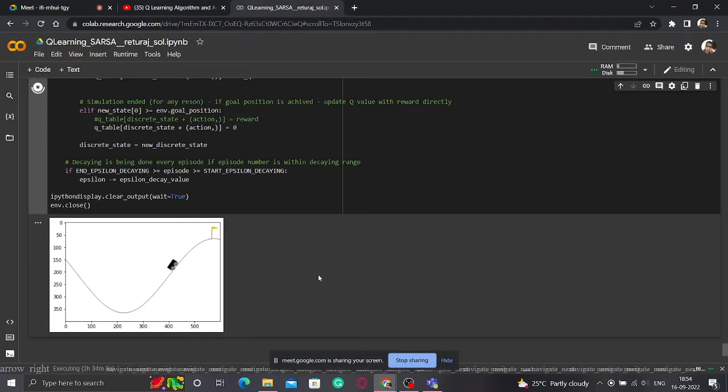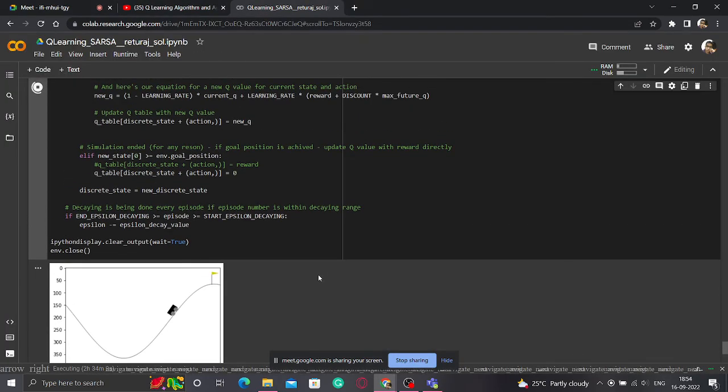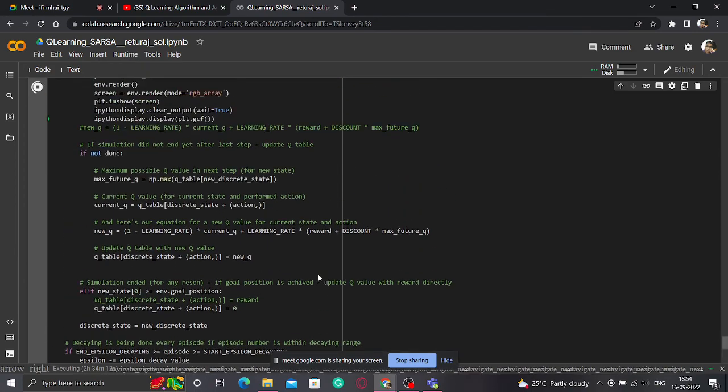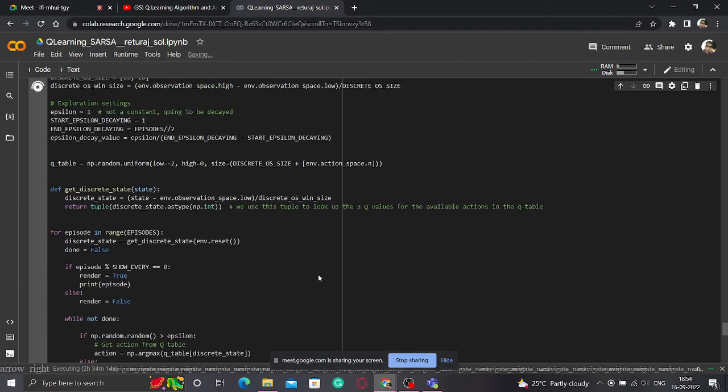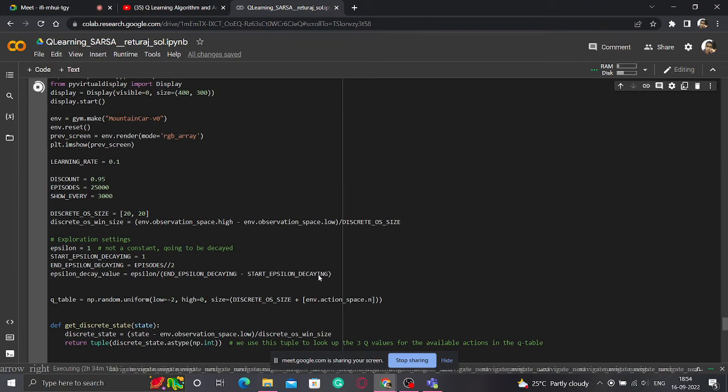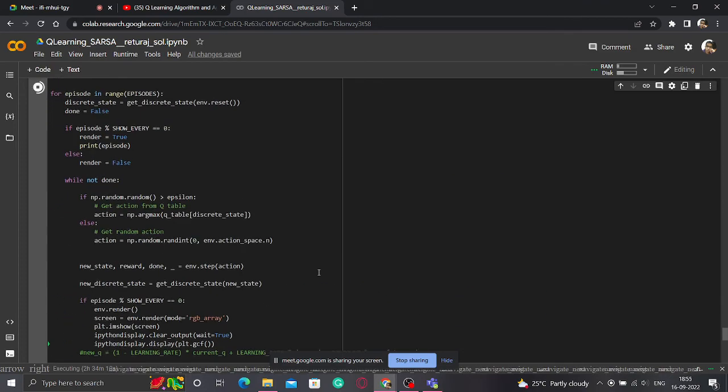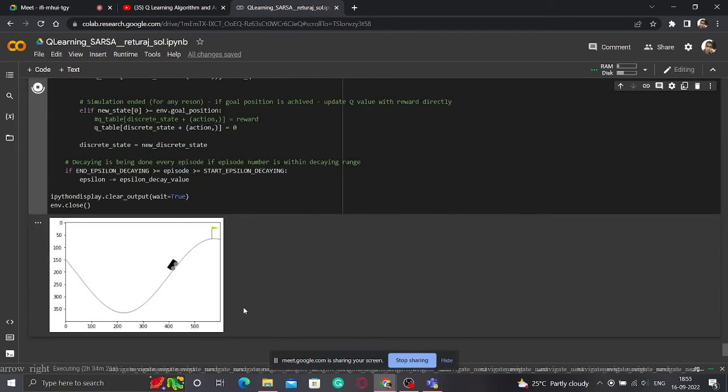So this is a code that I've taken from somewhere and tried to run on my system. This is just a very simple mountain car problem with a continuous state space, where you have a car and a mountain, and it needs to reach here. It starts from this point.